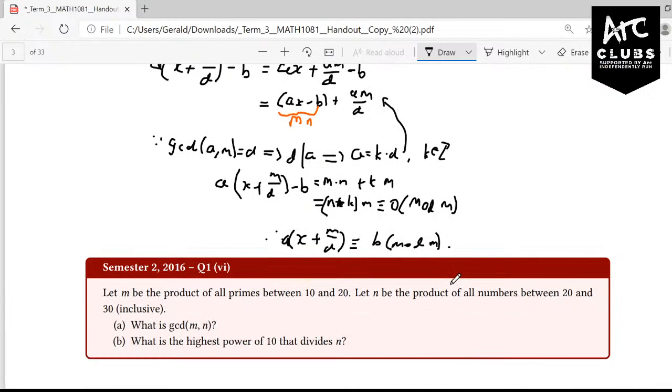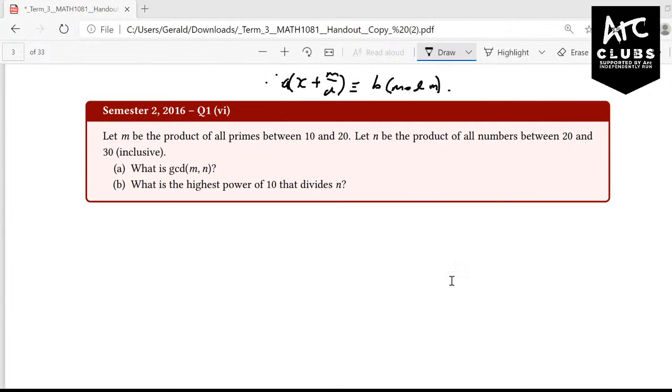Does anyone have any questions with this? All right. Now we get to the interesting questions. So we know that M is the product of all primes between 10 and 20.